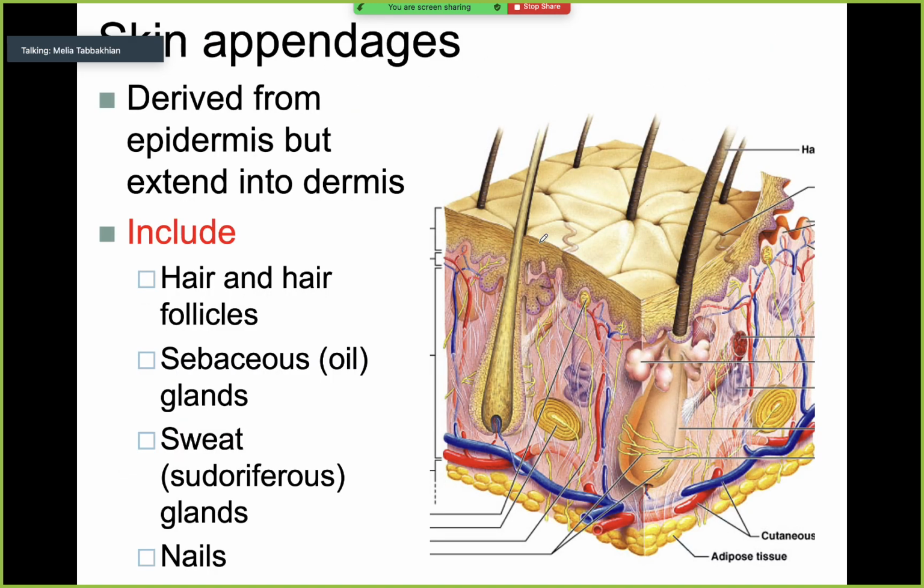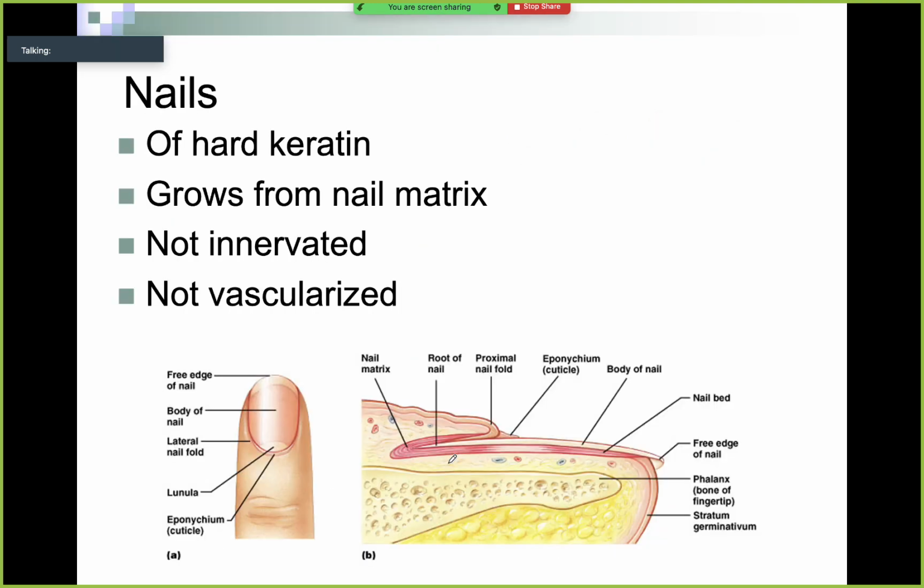So once again, we have this illustration. You see all the skin appendages, and what's important is that they're all found in the dermis. Now, a skin appendage I haven't talked about are the nails. Nails do come from your skin, and I don't need you to know how to label this whole picture at all. What I want you to know are these main facts about nails.